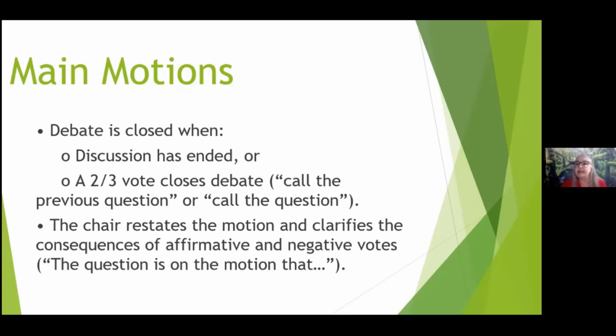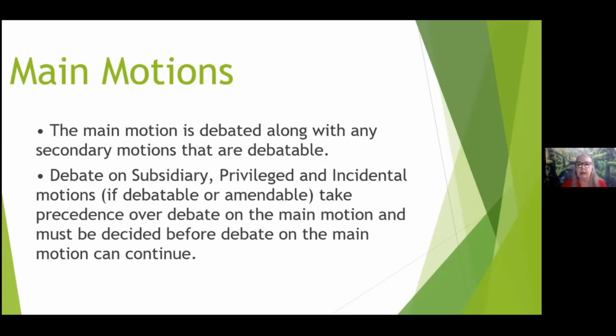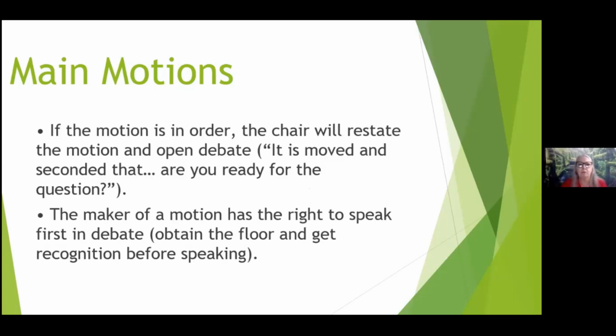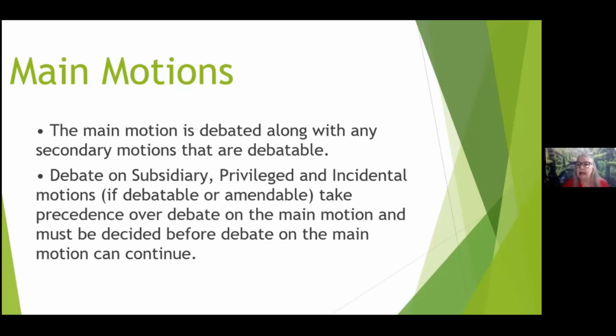You can also set time limits, and they do that sometimes at the state convention. I've heard that where they'll say, we're going to have a 10-minute debate on any item, and that can be extended. So someone can stand up and say, I move to extend this by 10 minutes. And you would then take a vote on that and either extend it or not extend it by the 10 minutes.